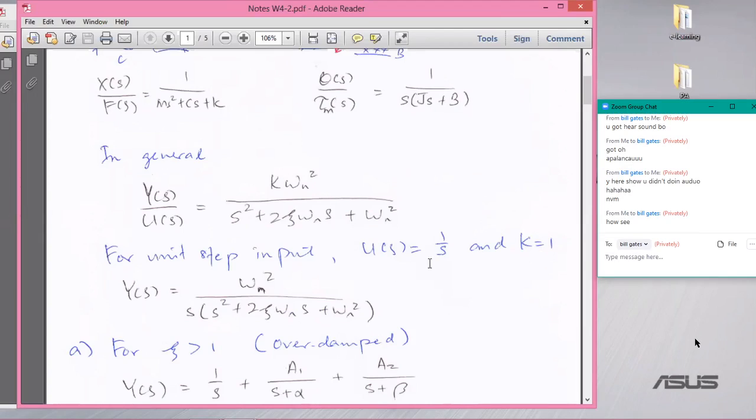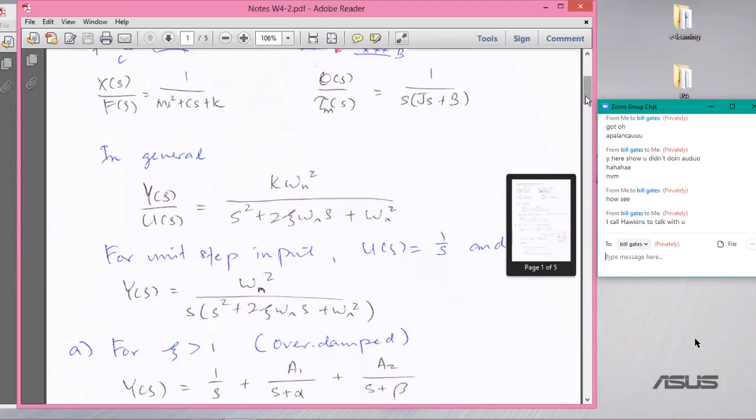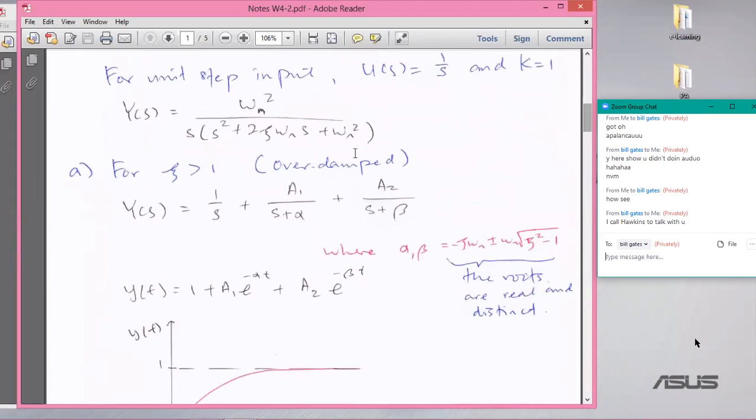Okay, now we want to solve for the time response when the input is a unit step. When you take the Laplace transform of a unit step input, it is going to be 1 over s. Then the output in the Laplace domain is multiplied by 1 over s. So you have omega n squared divided by s, and then you have this quadratic expression.